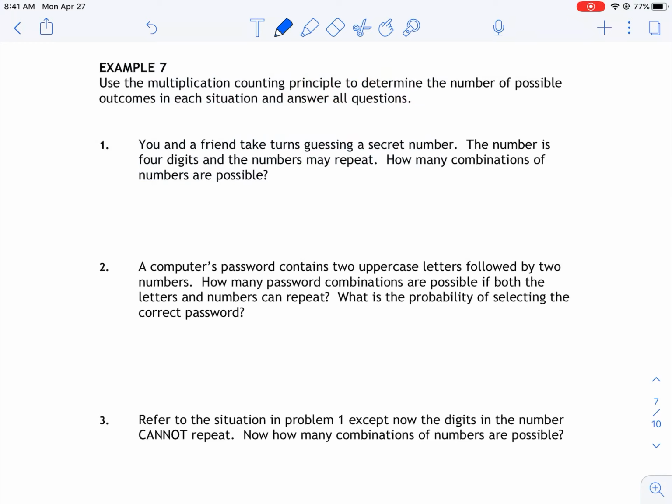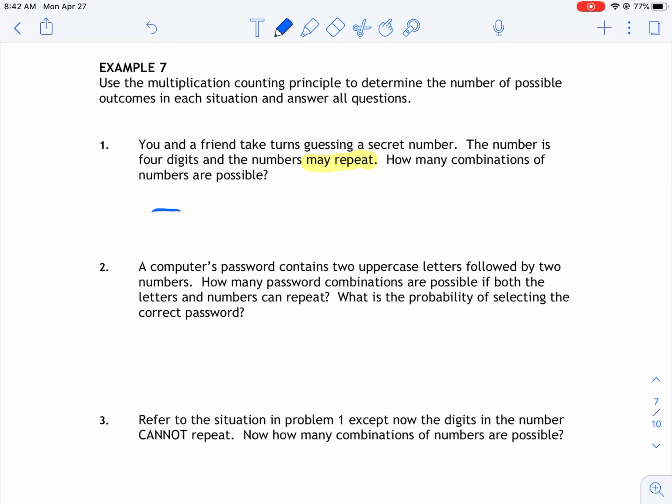So you and a friend take turns guessing a secret number. The number is 4 digits, and the numbers may repeat. That's actually important, because sometimes they can, sometimes they can't, so we need to know how that affects our count. The question becomes, how many combinations of numbers are possible?